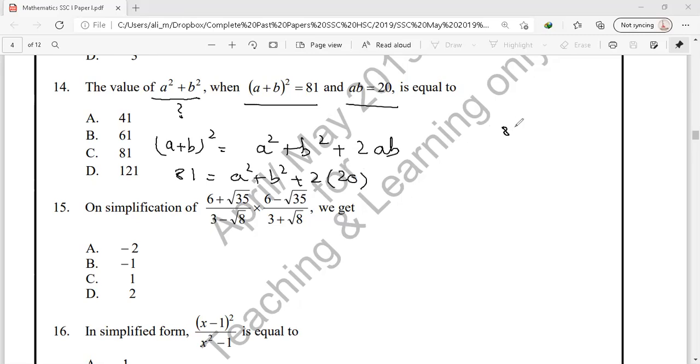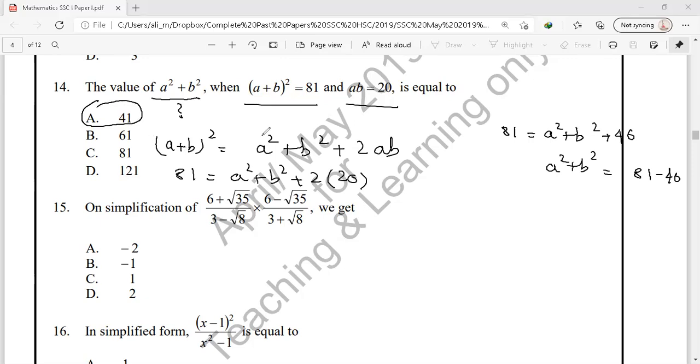So our expression will take this form: a square plus b square plus 40, and the value of a square plus b square will be equal to 81 minus 40. So for question number 14, the answer will be equal to 41. That is the correct answer.